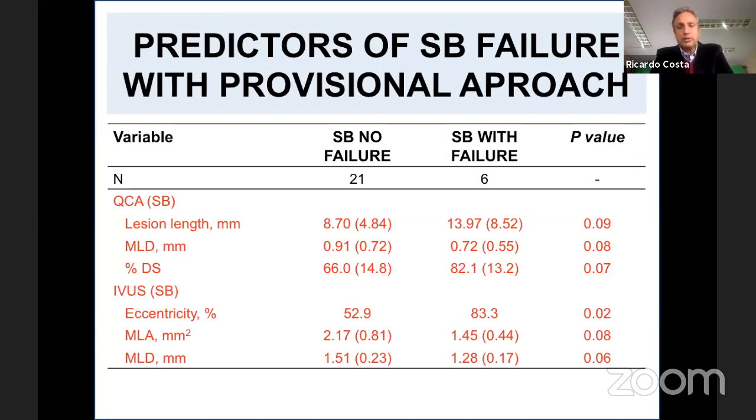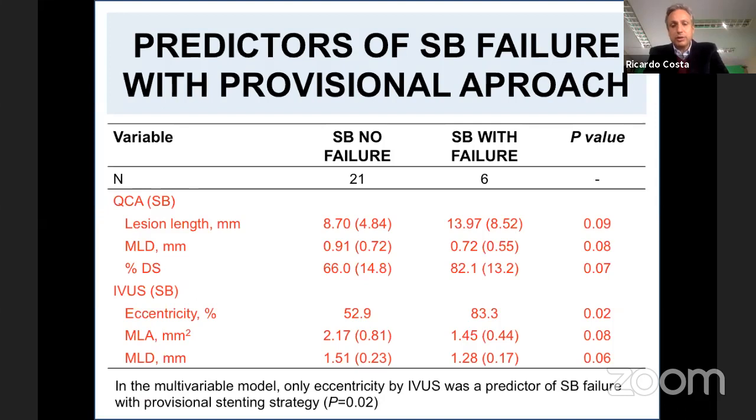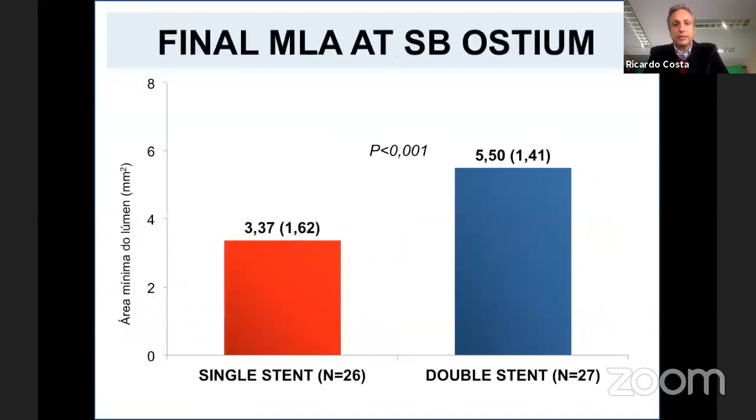What were the predictors that we found for side branch failure with provisional approach? Lesion length and severity of the lesion, and by IVUS also eccentricity was one of the interesting predictors that we found. The plaque towards the takeoff of the side branch was one predictor. In the multivariate model, the eccentricity by IVUS was the one predictor found as compared to the others. The final minimum lumen area was the endpoint for this study.